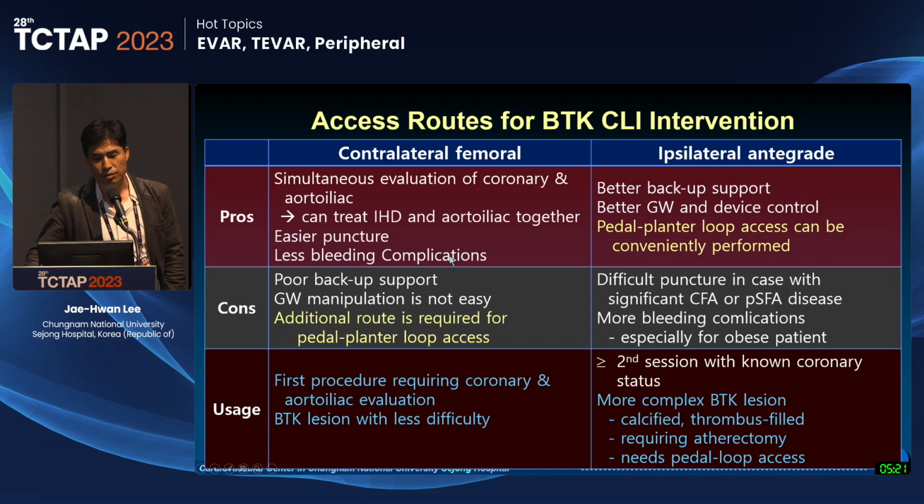This is a summary of access routes for BTK CLI intervention. With the contralateral approach, you can treat ischemic heart disease or aortoiliac disease together. Puncture is easier, bleeding complication is less, but support is poor. Backup support is poor, and guidewire manipulation is not easy. So the additional route is required for the pedal-plantar loop access. So this contralateral approach is usually applied for BTK regions with less difficulty.